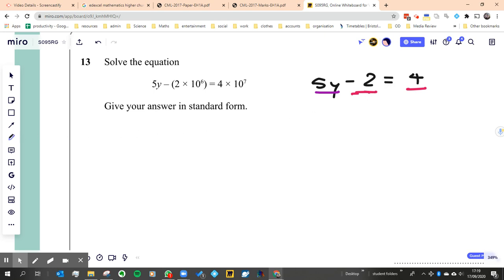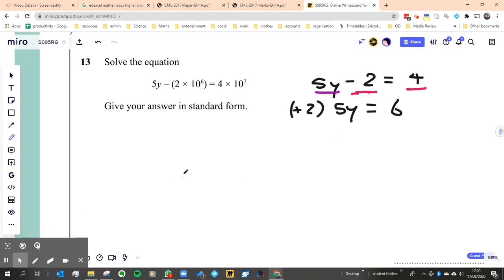So how do I collect them? How do you want to have a go at telling me that? How am I going to collect the 4 and the 2 together? Whatever I do to the left, I've got to do to the right. So if I plus 2, right, good, exactly. You've got 5y minus 2 plus 2, so the 2's go away. And then you've got plus 2 on the right as well. So 4 plus 2 equals 6.